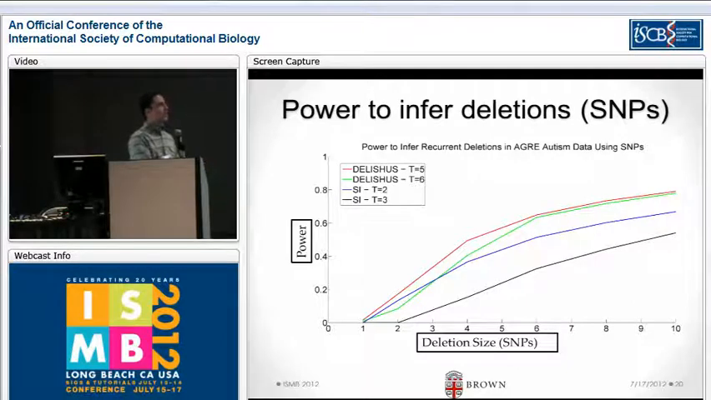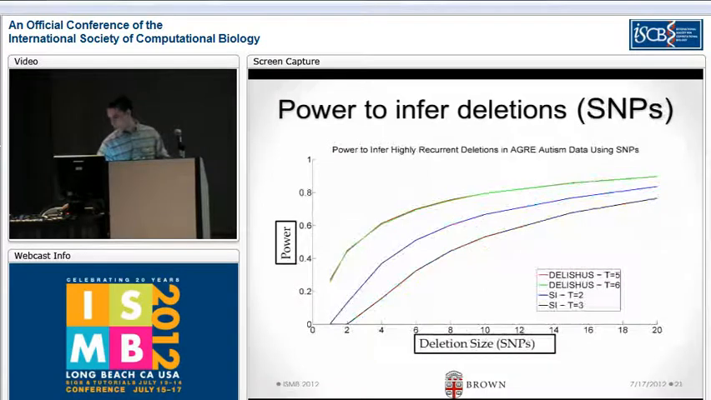After you define your threshold, you can do power simulations. Here we just take the actual autism data, and we select a random interval, where the size is defined by the x-axis. Then we change the genotypes to indicate that there's a deletion passed from parent to child. This might not even introduce any evidence of deletion sites. It depends on the frequency of the alleles. But in many cases it does, and obviously the longer the deletion, the higher the probability that you'll introduce evidence of deletion sites. We see that for 5 individuals, DELISHUS does have increased power over the single individual algorithm to infer deletions.